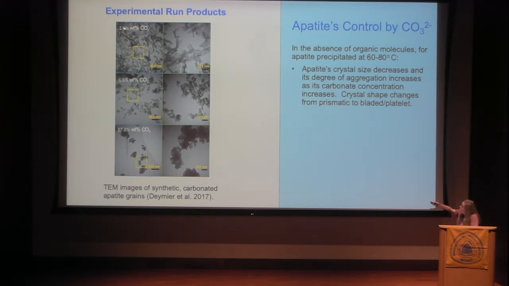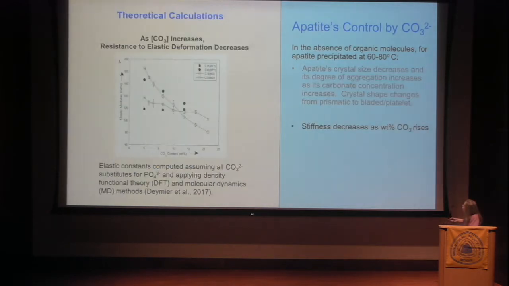And so you'll note the carbonate increases from 1.6 to 2.8 to over 17 weight% carbonate substitution, and it's still an apatite, okay? And so what accompanied that increase is a decrease in the crystallite size, an increase in the degree of aggregation, and a change in the shape. No longer our nice hexagonal prisms of apatite, but rather first blades, and then further on we get into platelets.